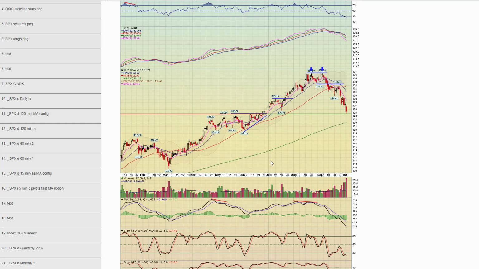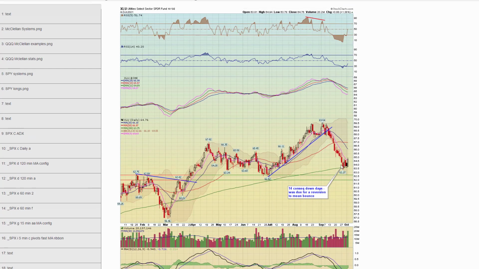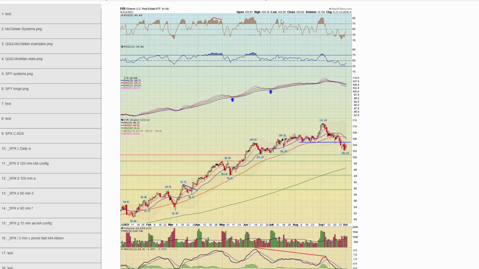Next. Chapter 48, utilities. Nice bounce today. Remember, they were down 14 days in a row here. So you were statistically due for a bounce. So you did get a bounce. It's basically holding on to the 200-day moving average at this point. Finally, Chapter 49, real estate. So, again, not much move today. That's your resistance. These are your support areas below.